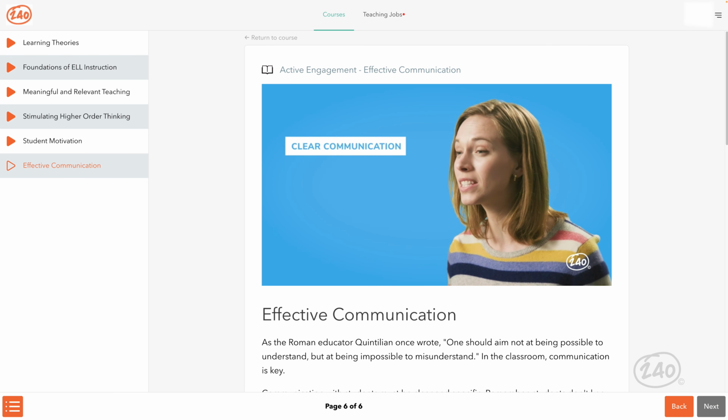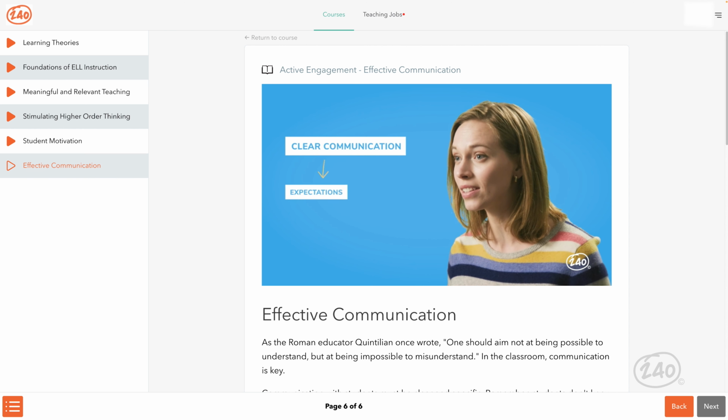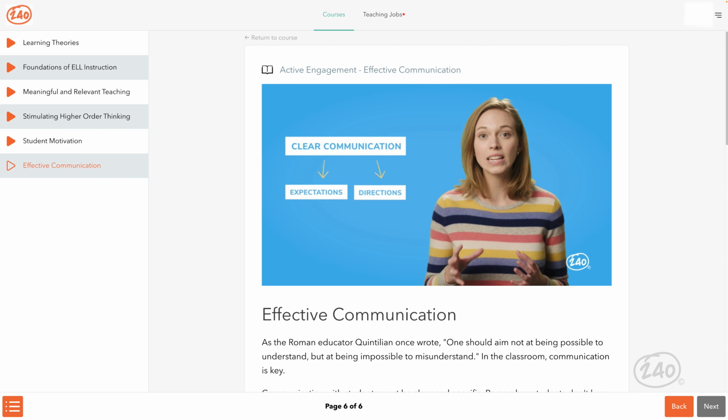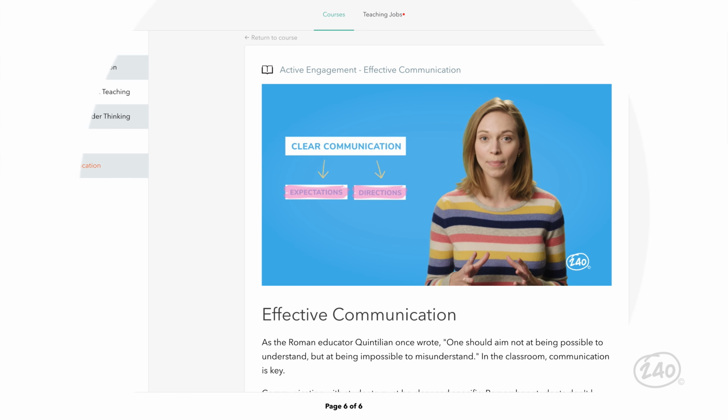Communication with students must be clear and specific. Remember, students don't know what they don't know. For the classroom to run smoothly, students must clearly understand expectations and directions. Teachers need to clearly communicate what they want students to do and how the students are supposed to make it happen. Unlike the kids, who are going to have a ton of communication issues between each other, you can make direct and honest communication easy.